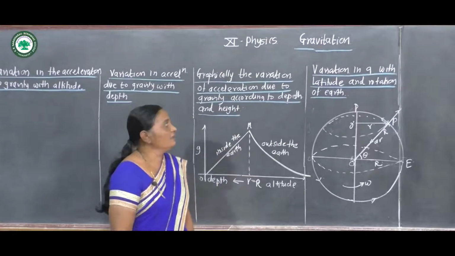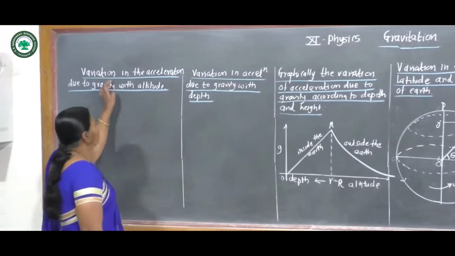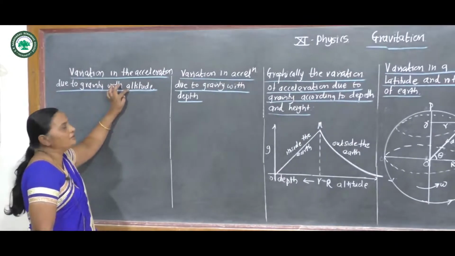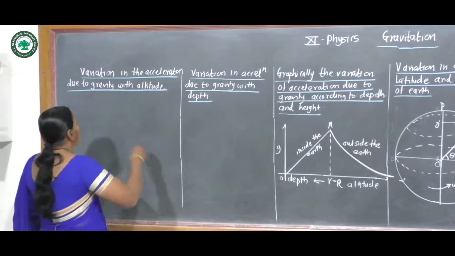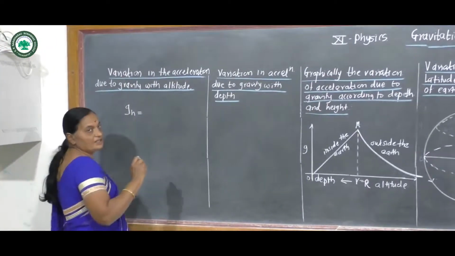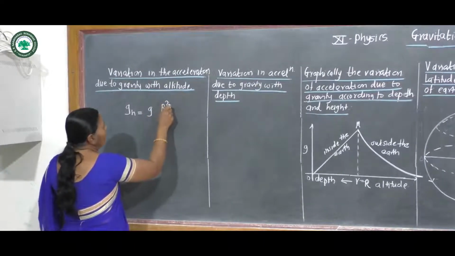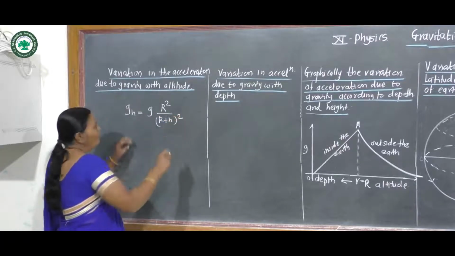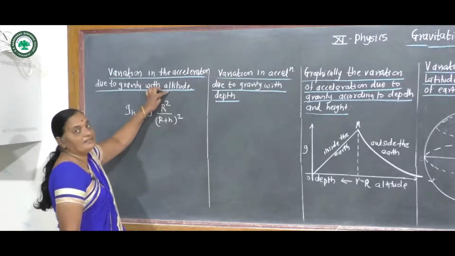Now we study the chapter gravitation. In this chapter we study the variation of acceleration due to gravity with altitude. Altitude means the height. Now we have to find the expression for g_h, that is, g_h is equal to g R² divided by (R + h)², where g_h is the acceleration due to gravity at height h, at altitude.